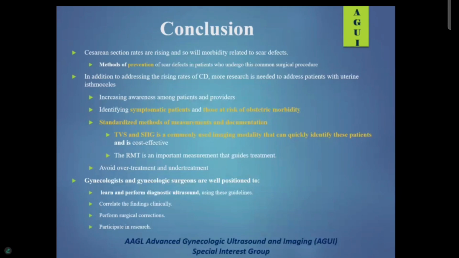And in conclusion, we know that cesarean section rates are increasing, and so will the morbidity. It's important that we identify symptomatic patients and those who are at risk for obstetric morbidity. Standardized methods of measurement and documentation are now available. Those may be modified in the future, but it's important to use those guidelines, not just in clinical practice for communication, but also for research purposes. And gynecologists and gynecologic surgeons are well positioned to learn and perform diagnostic ultrasounds using these guidelines, correlate the findings clinically, perform the surgical corrections, and more importantly, participate in research to further the field.